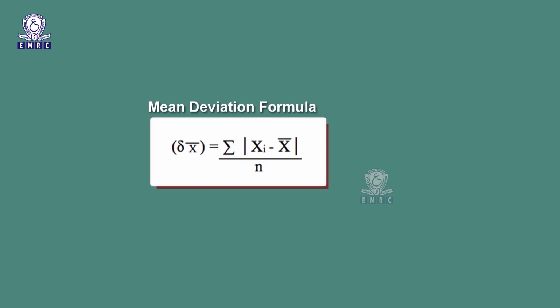The formula for calculating mean deviation is MD equals sigma of |xi minus x bar| divided by n, where x bar is nothing but the mean. By using this formula, we are going to calculate the mean deviation. Mean deviation can also be represented by MD.